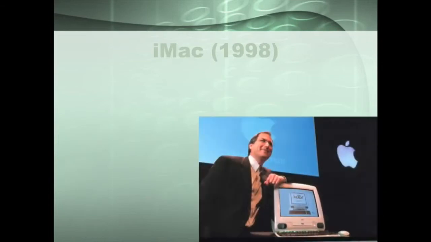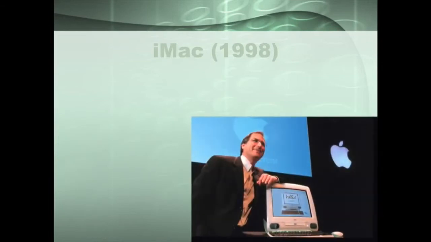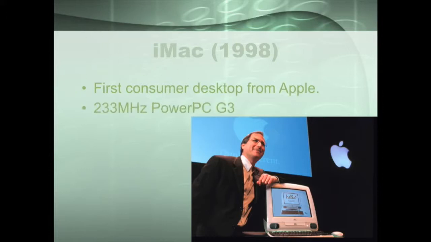iMac, 1998. Again, this was the original iMac. Remember the bubble iMacs? Colorful? Here we go. First consumer desktop from Apple. 233 megahertz G3, 32 megs RAM, 4 gig hard disk, $12.99. Boom. That's all you need on the slide. And all the other information that might be important and topical, you add in the background.